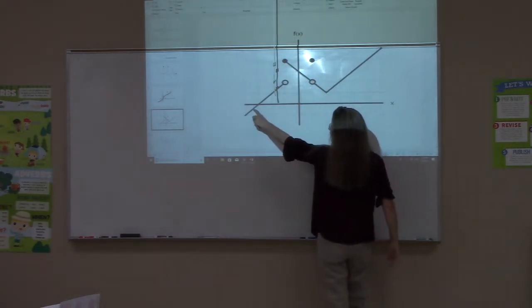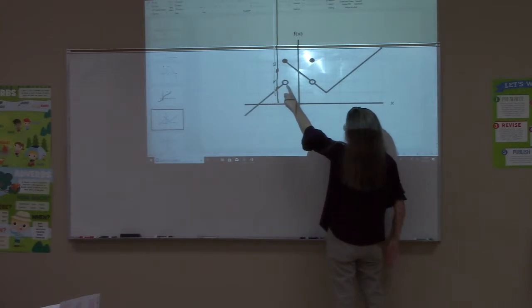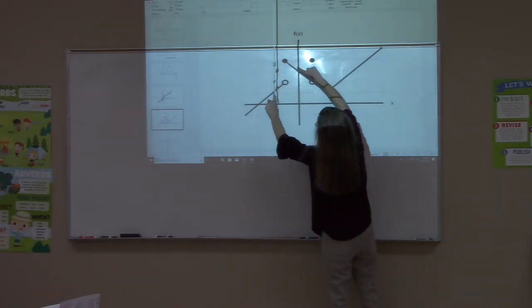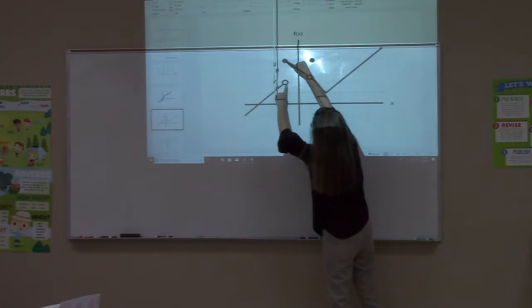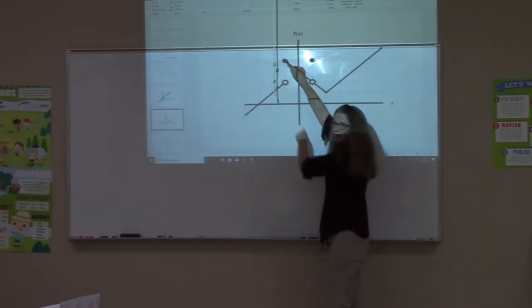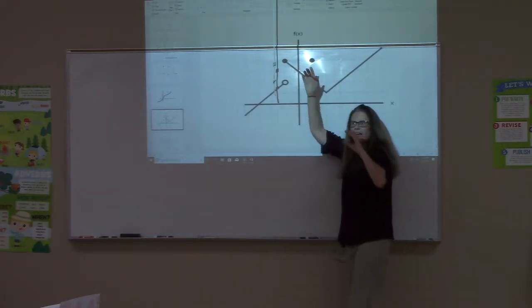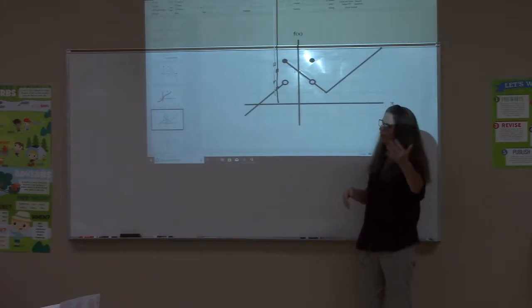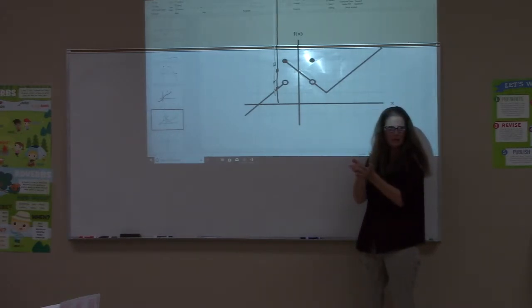The limit coming in from the left also exists, but the limit coming in or heading towards from both sides, it does not exist. So I can have a right-hand limit, I can have a left-hand limit, and I can have a does not exist, all right?